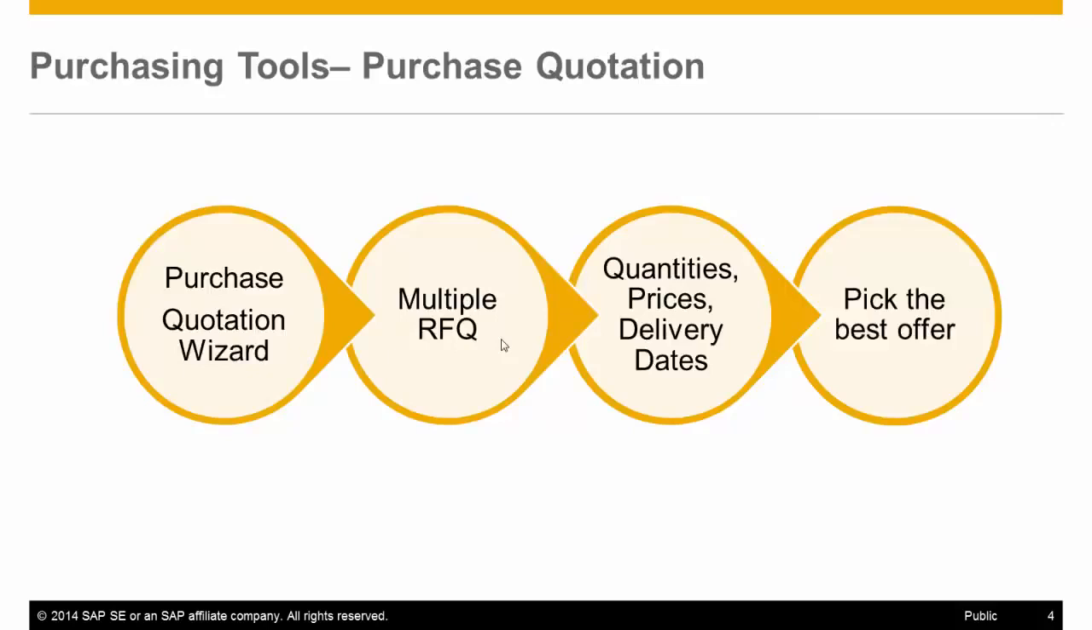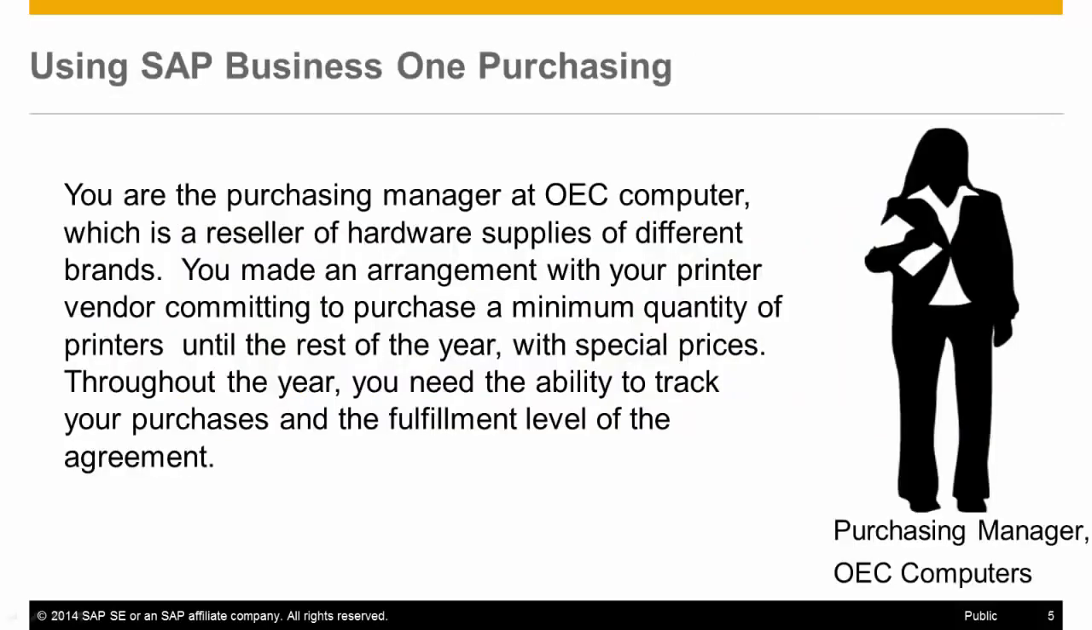You are the purchasing manager at OEC Computers, which is a reseller of hardware supplies of different brands. You made an arrangement with your printer vendor, committing to purchase a minimum quantity of printers until the rest of the year, with special prices. Throughout the year, you need the ability to track your purchases and the fulfillment level of the agreement.